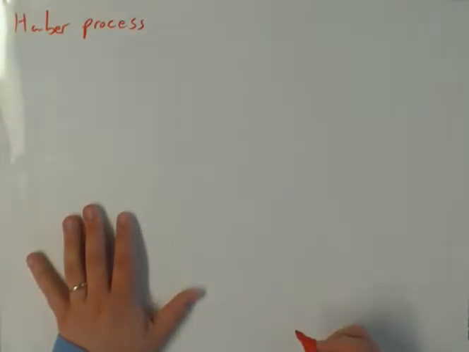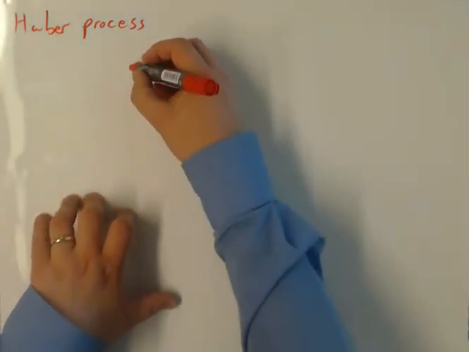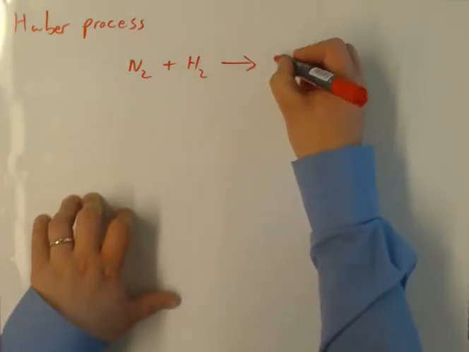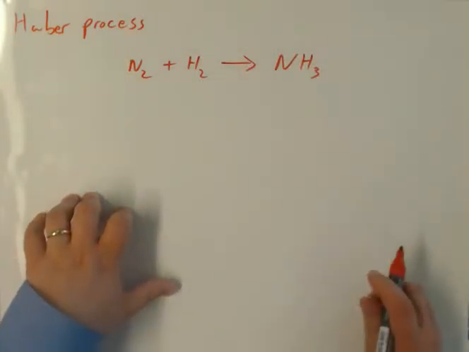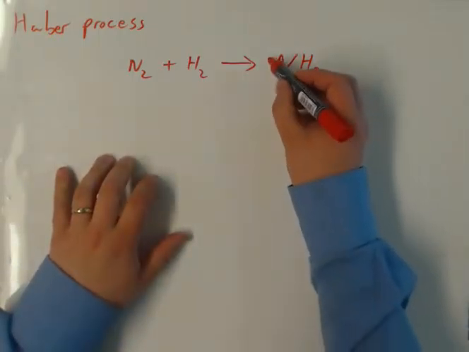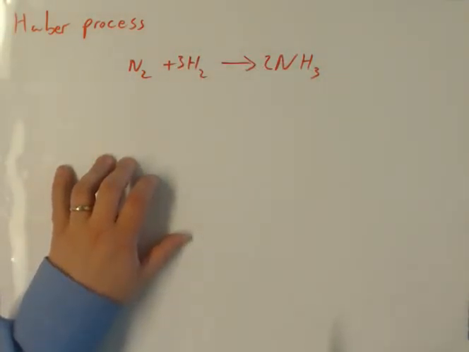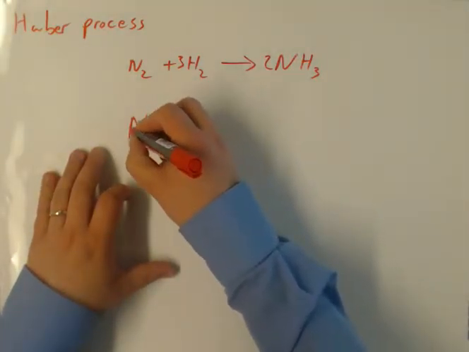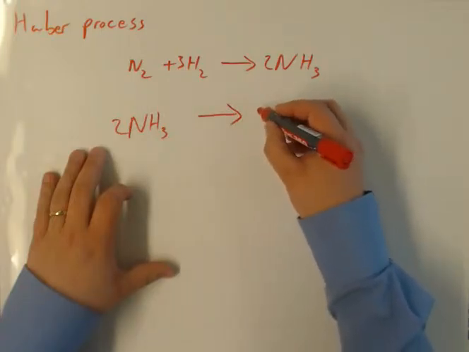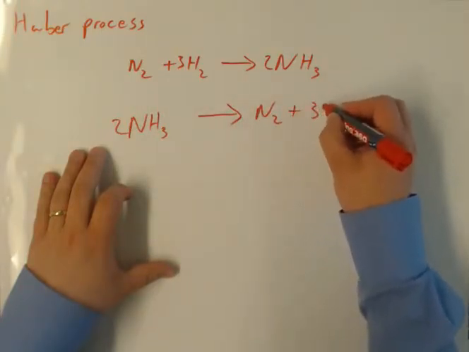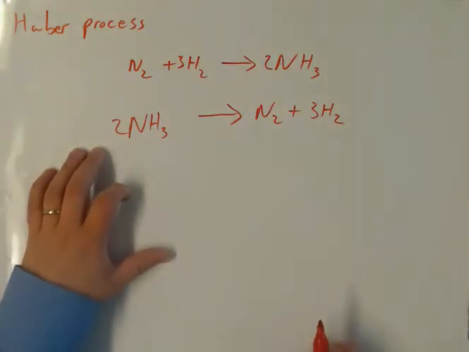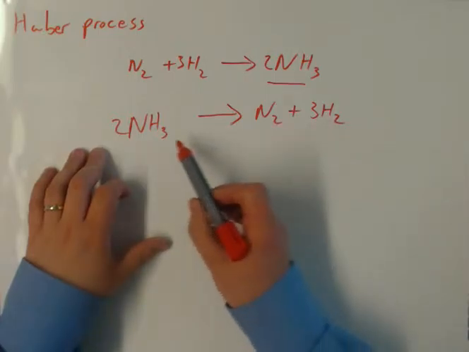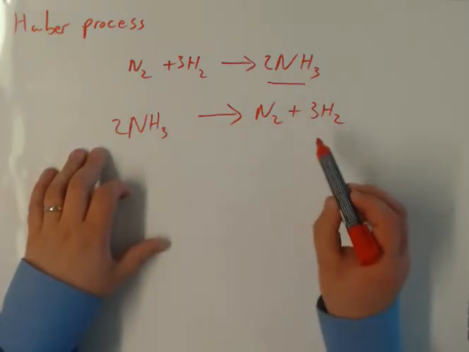Now, in the Haber process, you've got two reactions. You've got the one that takes nitrogen and hydrogen and gives us ammonia. We need to balance this, of course. We've also got a reaction that goes the other way, taking ammonia and breaking it down into nitrogen and hydrogen. And that's a problem. We want to make ammonia. We don't want to have the reaction going back the other way and making our starting materials again.